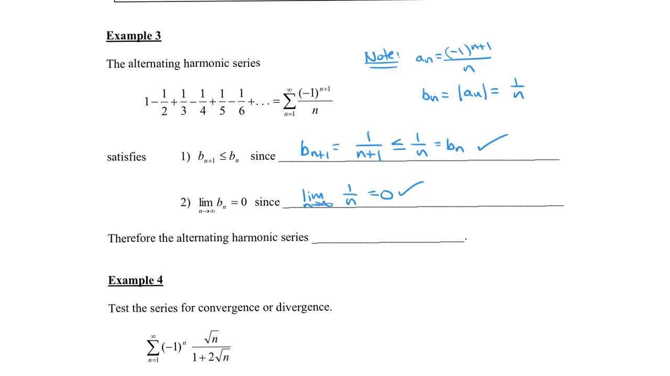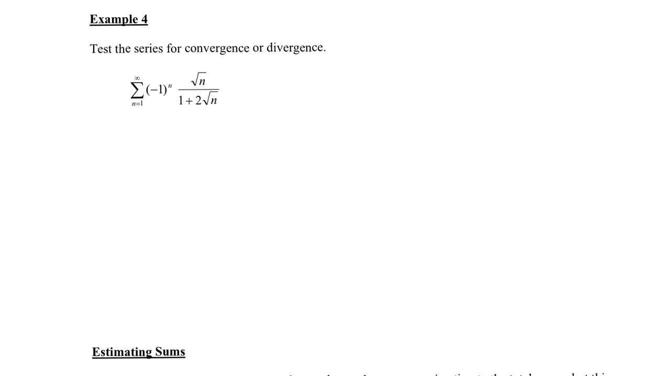Okay, so we've satisfied the two conditions of the alternating series test, which means therefore the alternating harmonic series converges by the alternating series test. All right, let's look at example 4. We've got another one. Test the series for convergence or divergence.